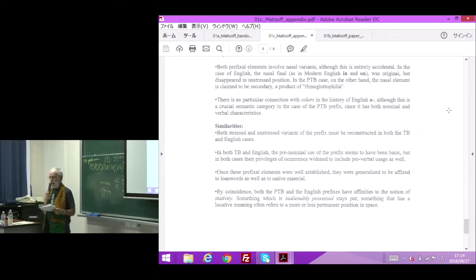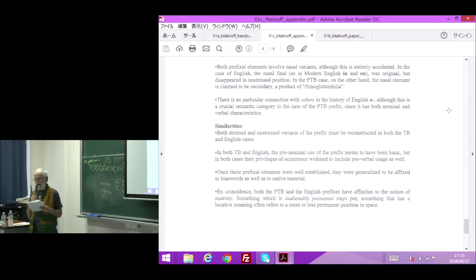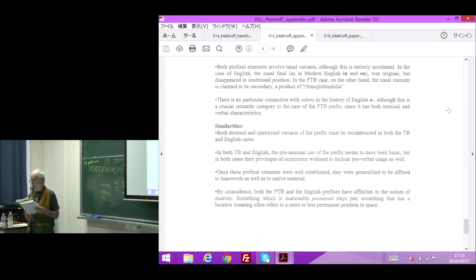And something which is a total coincidence, both prefixal elements involve nasal variants, though this is entirely coincidental. In the case of English, the nasal final, as in modern English in and on, was there originally, but disappeared in unstressed position. In the Tibeto-Burman case, on the other hand, I claim the nasal element to be secondary, a product of minor glottophilia. A minor point, there's no particular connection with colors in the history of English, although this is a crucial semantic category in the case of the Tibeto-Burman prefix, since it has both nominal and verbal characteristics, words for color.